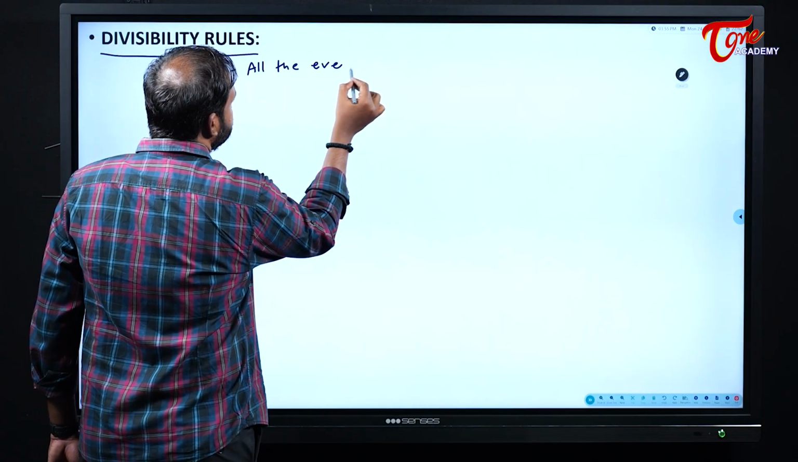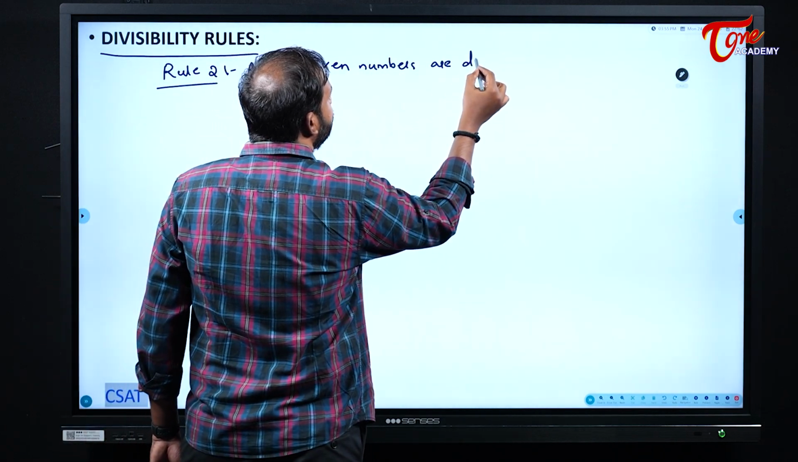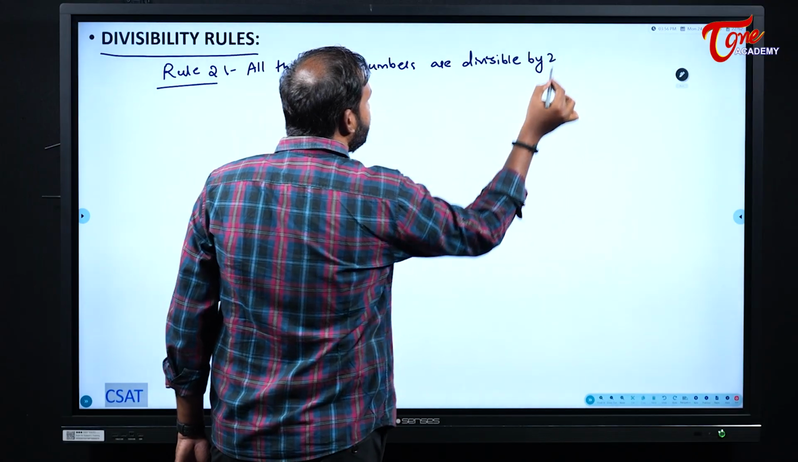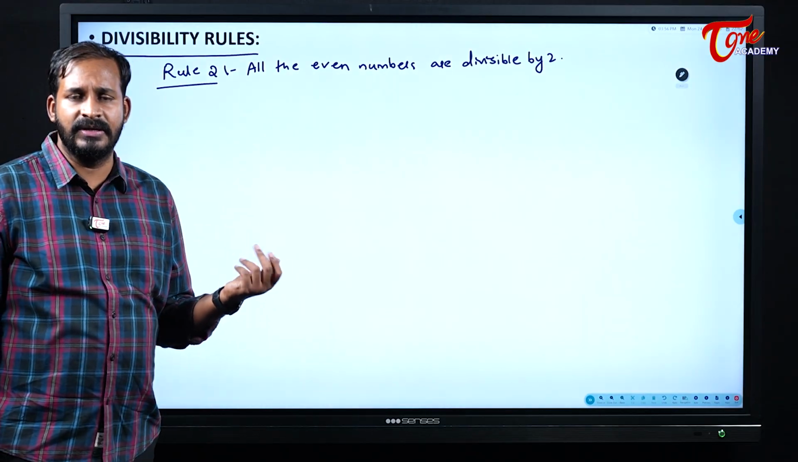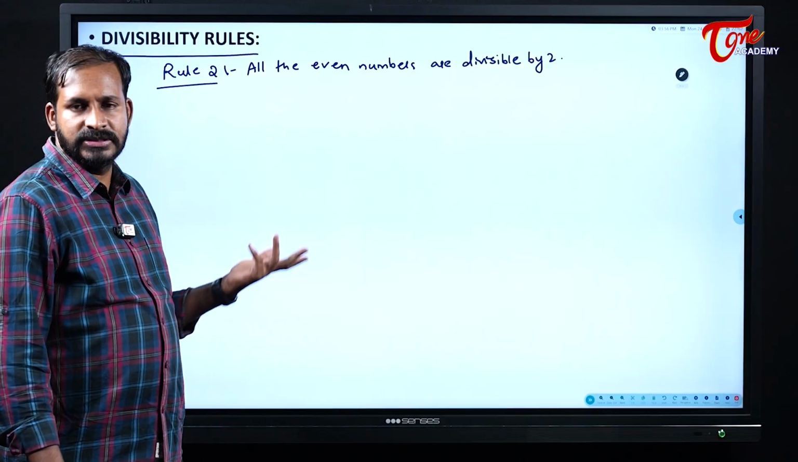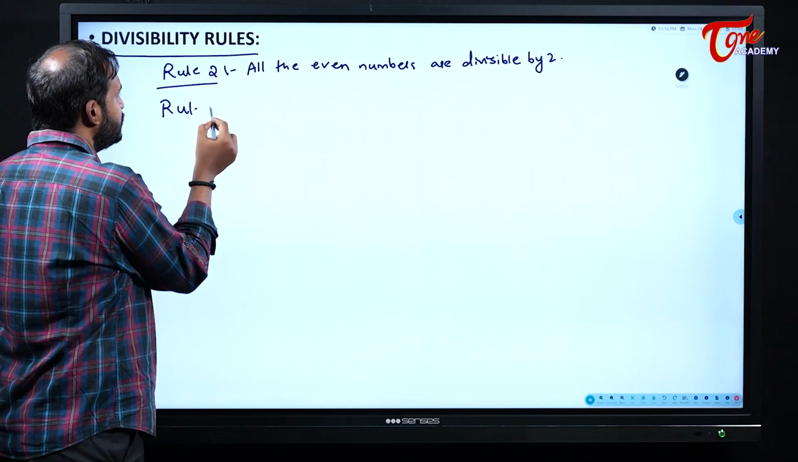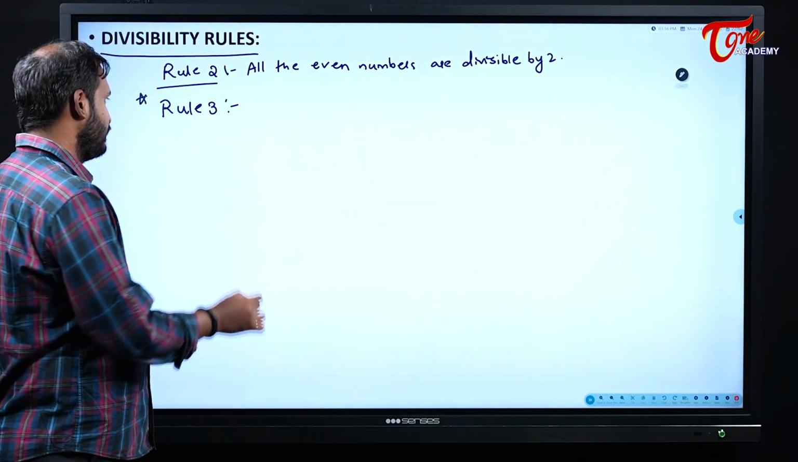All the even numbers are divisible by 2. The remaining numbers, meaning odd numbers, are not divisible by 2. Next, rule for 3. This is very, very important, students. While solving problems, we will come across this rule many times.